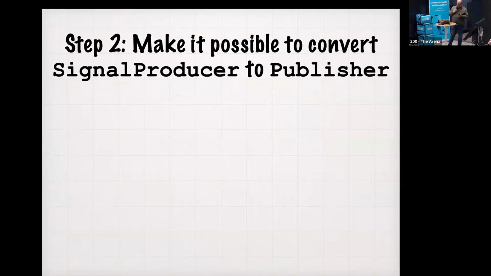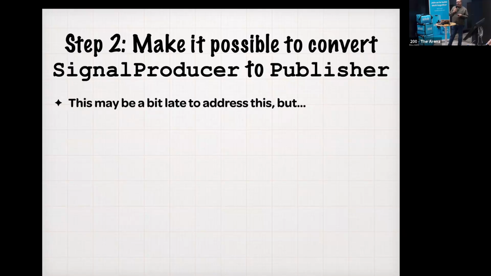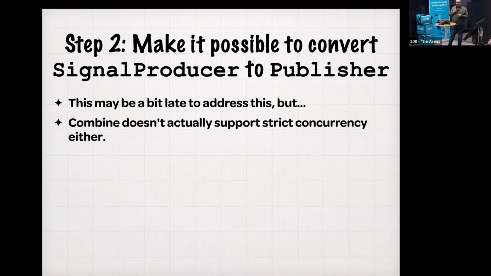Then we needed to convert the signal producers. Like, we got the property sort of working. So now we needed to make it possible to change the signal producer stuff we had to publishers. And it's a little bit late to mention this now, but Combine doesn't actually support strict concurrency either. So that's a slight issue.